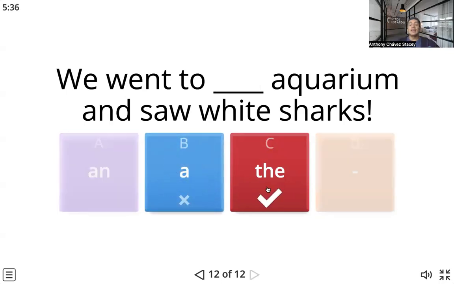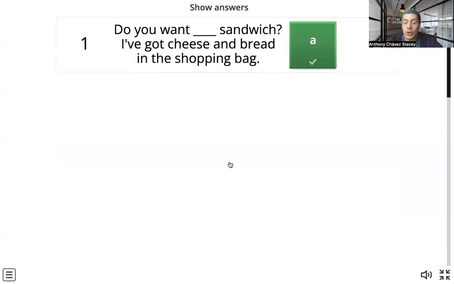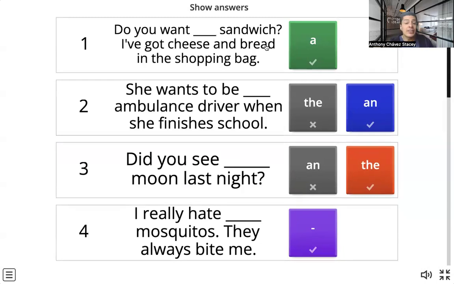Incorrect. So it will be the aquarium. Anyways, guys, let's check the correct answers. Doesn't matter, this is just practice. So let's show all the answers. Do you want a sandwich? She wants to be an ambulance driver.